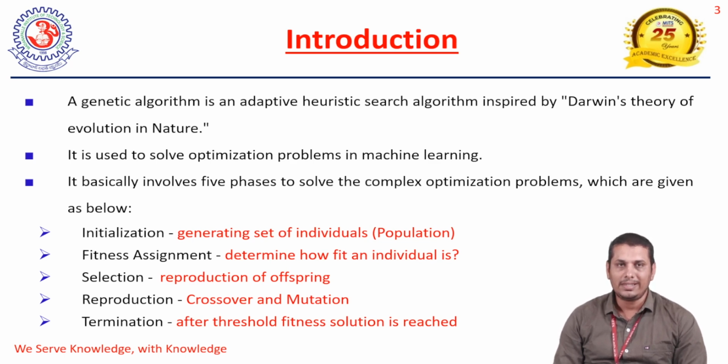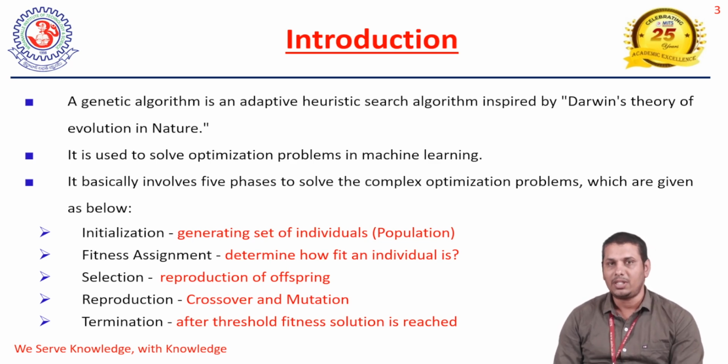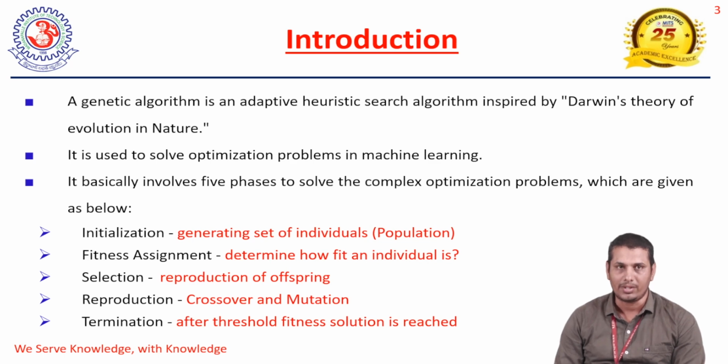And the third one is selection. After initialization and fitness assignment, I need to select the particular target for reproduction. The selection picks the proper, best suitable solutions. This is what we call the reproduction of offspring. An offspring is nothing but the final solution that I am opting for.